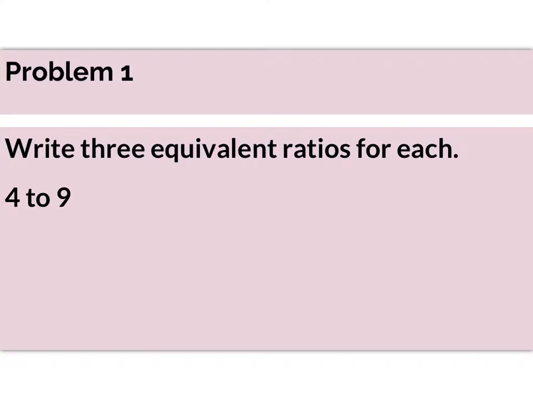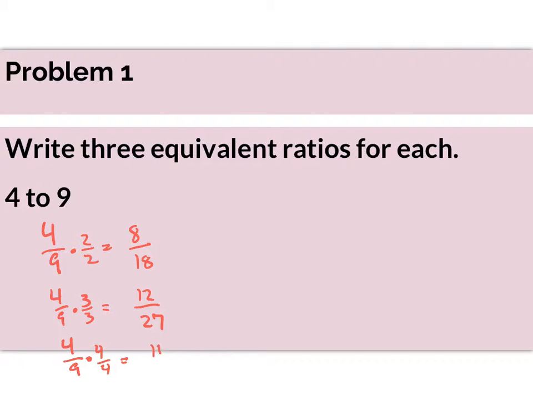Okay, write 3 equivalent ratios for each, 4 to 9. The first thing you're going to do is put these in fractional form, and you could multiply by 2 over 2, giving you 8 over 18. You can multiply by 3 over 3, 12 over 27, and you can multiply by 4 over 4, giving you 16 over 36.